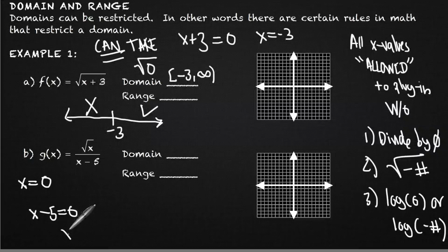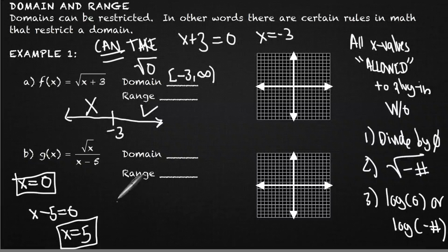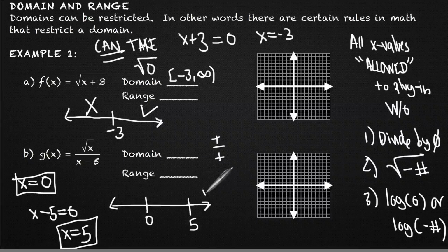And we get 5. We're going to call those our two special numbers, 0 and 5. So now we're going to make a number line, put 0 there, 5 there, and let's go ahead and plug in some numbers. So if I plug in a number bigger than 5, like 10, I will have the square root of 10, which is a positive number, over 10 minus 5, which is 5. That's a positive number. Check.